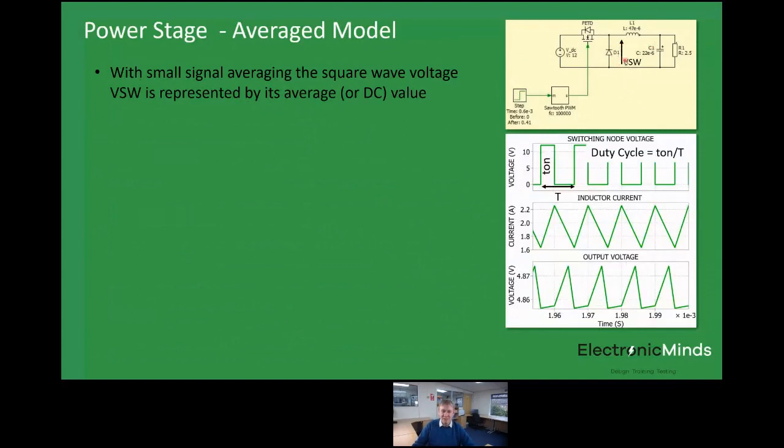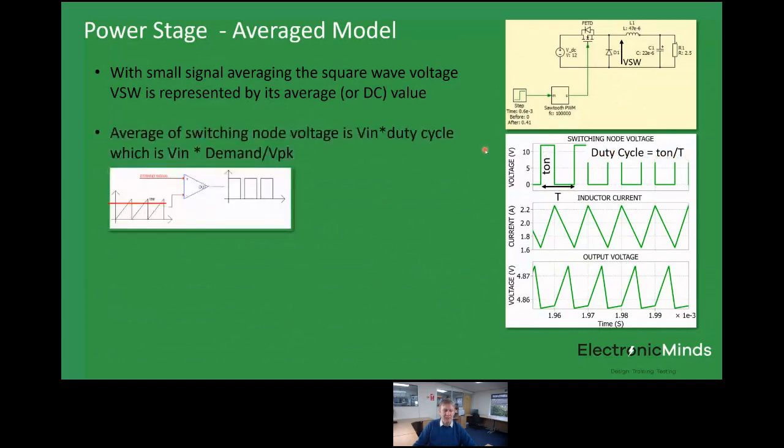So this switching waveform here, VSW, that's the switching voltage here. You can see it's going from 0 to 12 volts and then back down to 0 volts again. So we have an on-time T on and a switching period of T, and the duty cycle is T on divided by T. So what we actually do here is if we take the average of that switching node voltage, it's just the input voltage, which is 12 volts, multiplied by the duty cycle. When you look at the behavior of the modulator too, we actually have an average value presented to that filter network equal to V in times the demand divided by the V peak. And the V peak is the peak of our sawtooth reference in the modulator.